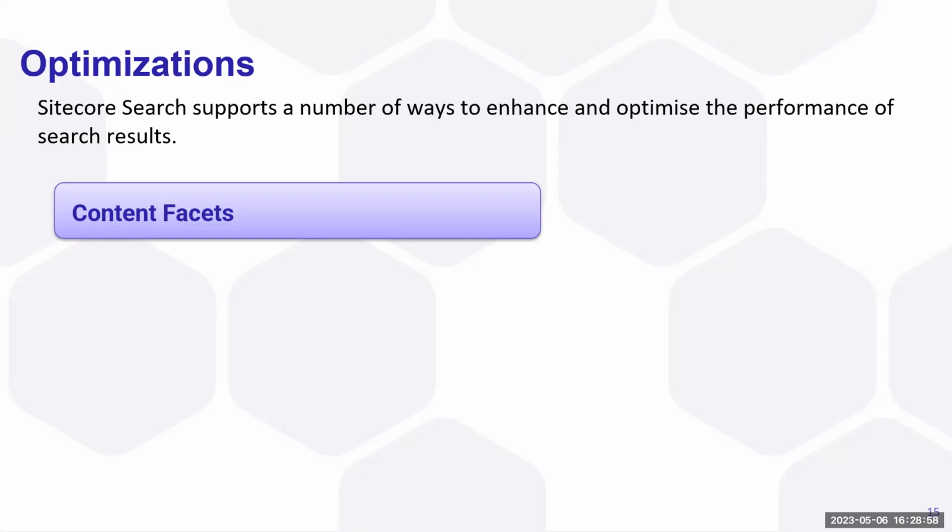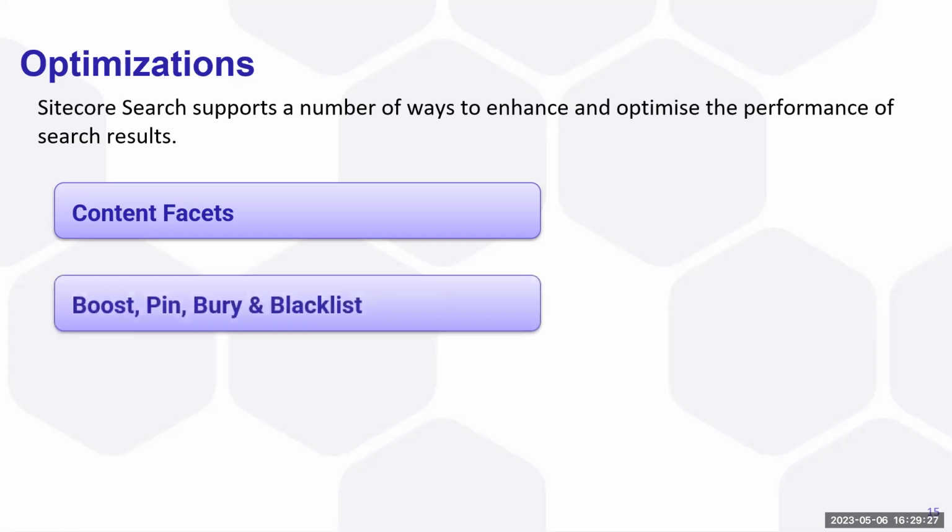I think everybody in the Sitecore world is also aware of Sitecore facets and how facets work. Similar kinds of facets are available in Sitecore Search, where you can use those facets to trim down your search results, and you should be able to get the relevant search by applying the facets. The second one is boost, pin, bury, and blacklist that we discussed earlier.